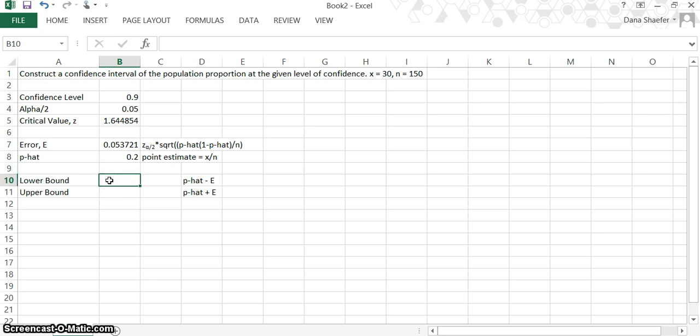Now our next thing is we're going to create the lower bound and the upper bound. The formula for that is p hat minus the error, p hat plus the error. So equals p hat minus our error, and then for the next one down, p hat plus the error.